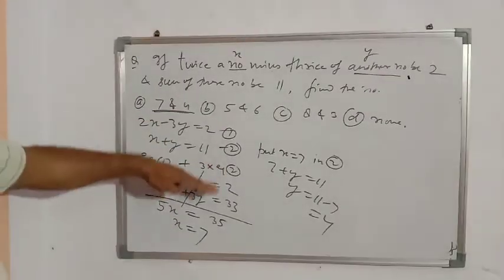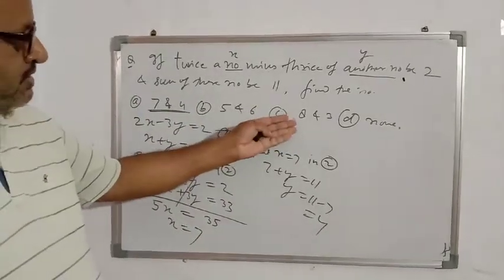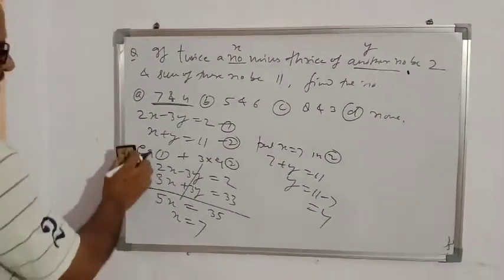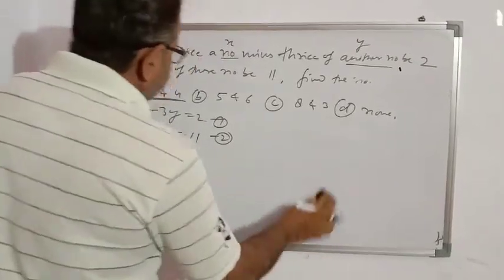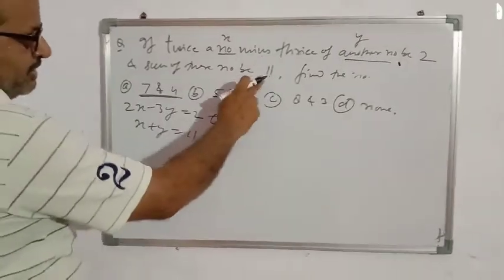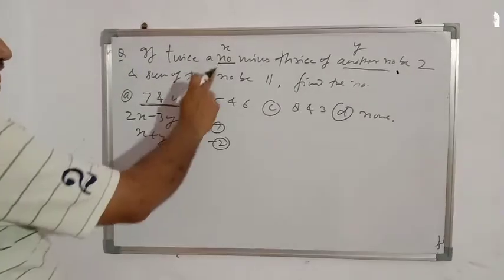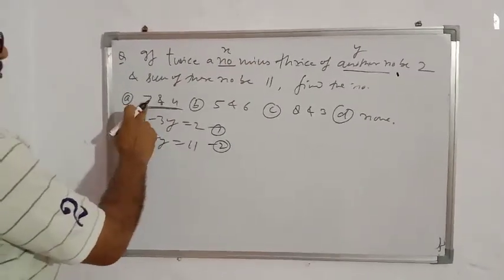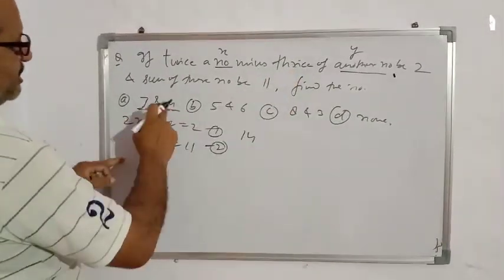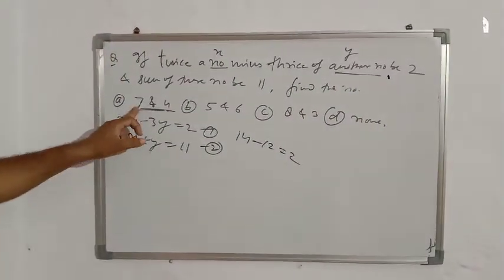But when we make the equation and solve it properly, it will take time. With the help of the options, we should try to give the answer. So with the help of the answer, how can we do it? See this option. It is given the sum of these numbers is 11. So 7 plus 4 is 11. The first equation is satisfied. Twice of the number means 2 times 7 is 14, and thrice of another number, 3 times 4 is 12. Their difference is 2. So 2 is coming here. So it means this option is correct.